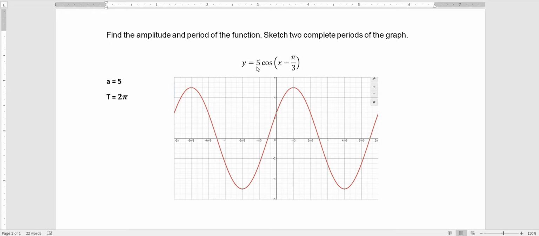Remember as well that amplitude cannot be negative. If we saw negative out front, it would just flip your graph upside down. It's going to reflect it in the x-axis. Amplitude, though, always a positive value. So amplitude 5, no problem.